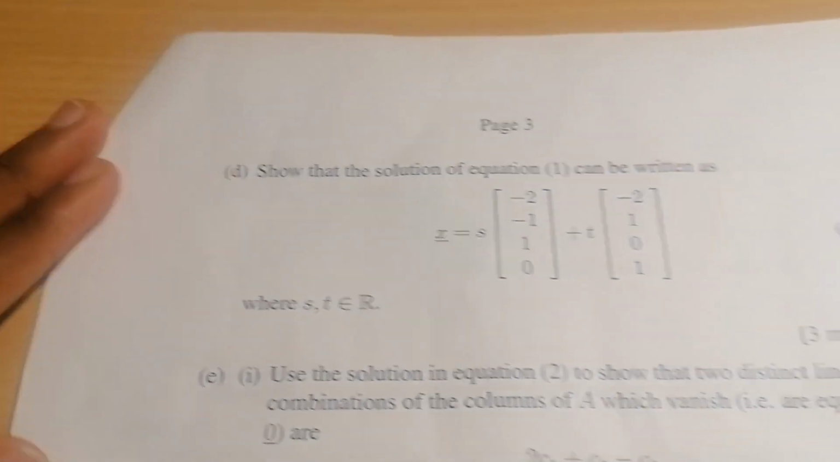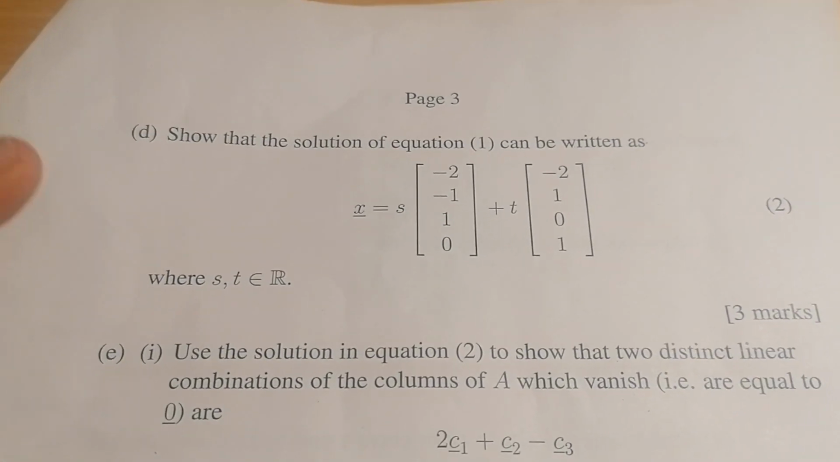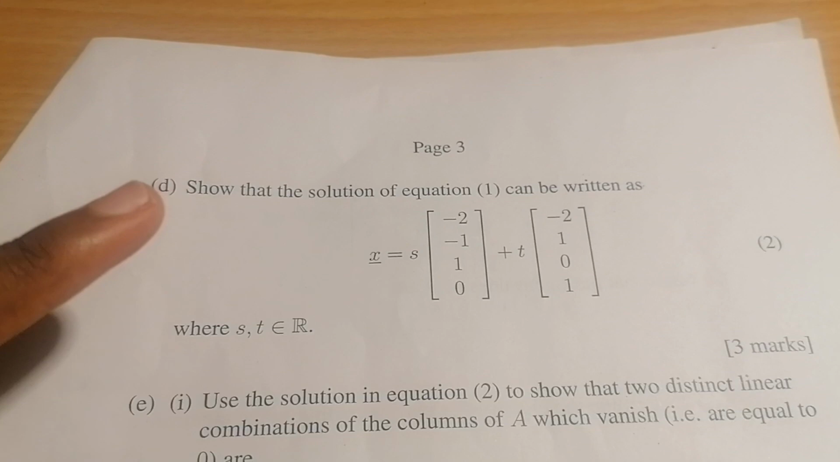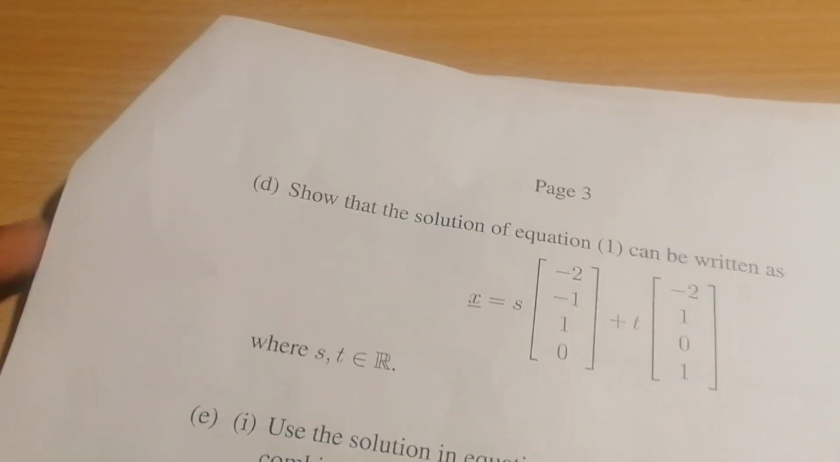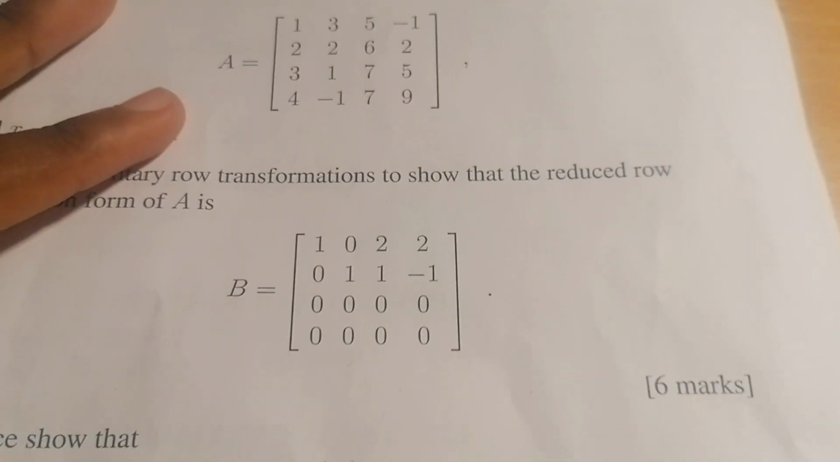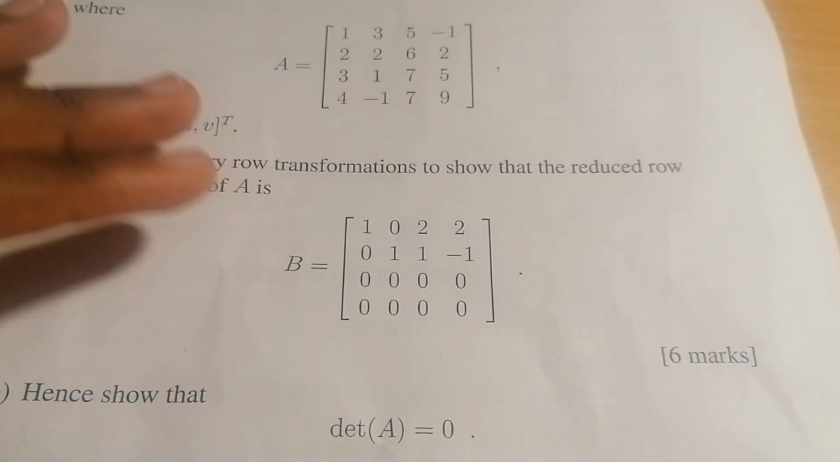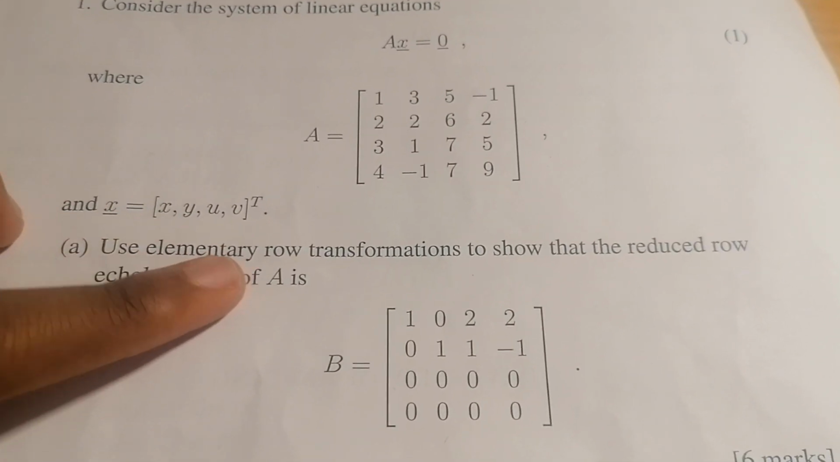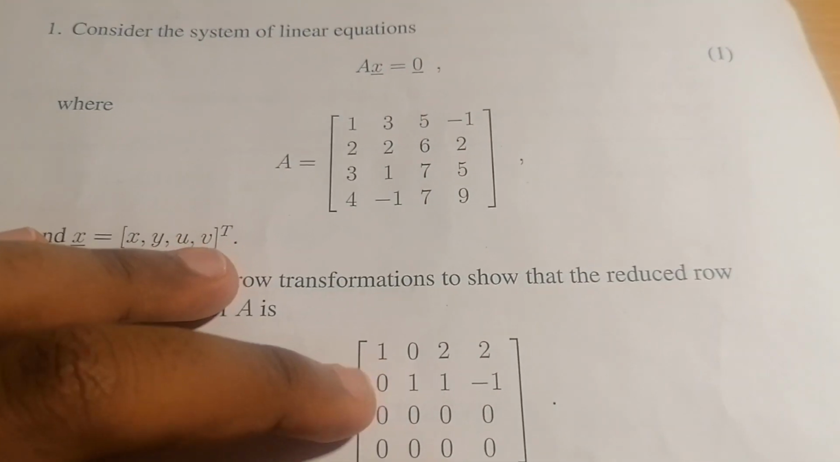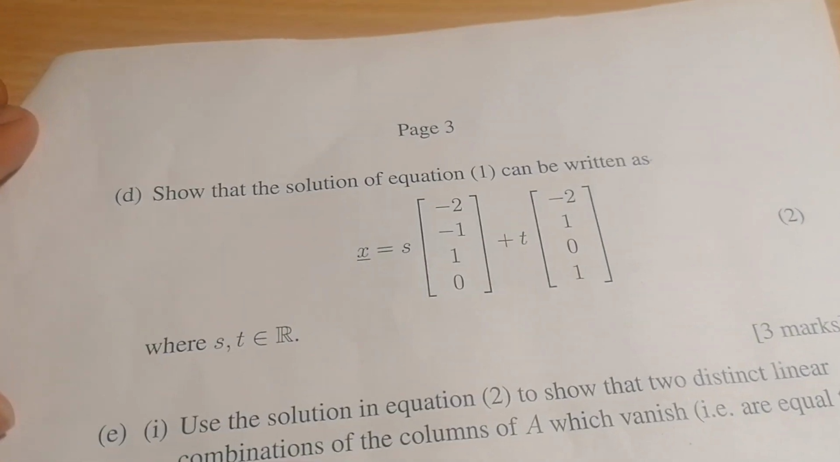Next page here. Oh yeah, this wasn't too bad. Show that the solution of the equation 1 can be written as. Oh, let me get this on the page here. Show that the solution of the equation 1 can be written as. I mean, this one was fine, honestly, as well. It was just a case of multiplying A by this here, as it says, and then I'm getting the equations from that and putting it into vector form.